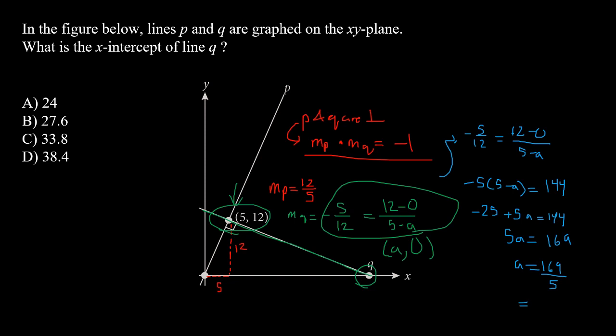And so, okay, 5 times 30 is going to be equal to 150. So that means we still have 19 left. 5 times 3 is 15, so this is going to be 165. 169 minus 165, we're going to have 4 left. And so 4 over 5. So we're going to have 30 plus 3 plus 4 over 5, which is equal to 33.8. So a is going to be equal to 33.8, which means the correct answer to this question is answer choice C, 33.8.